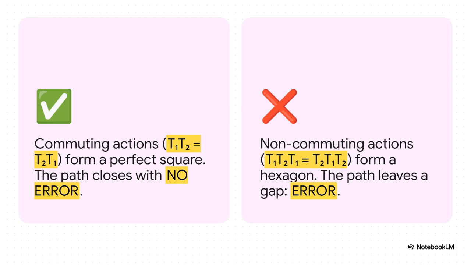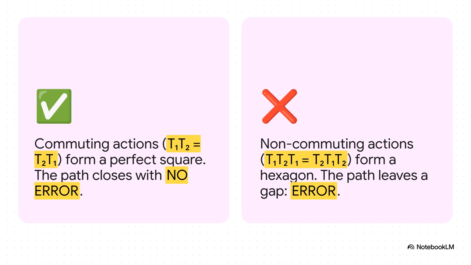Okay, now this slide, this is the absolute core of the whole experiment. On the left, we've got what are called commuting actions. That's like putting on your socks. Left, then right is the same as right, then left. The algebra T1, T2 equals T2, T1 is just a mathy way of saying the order doesn't matter.